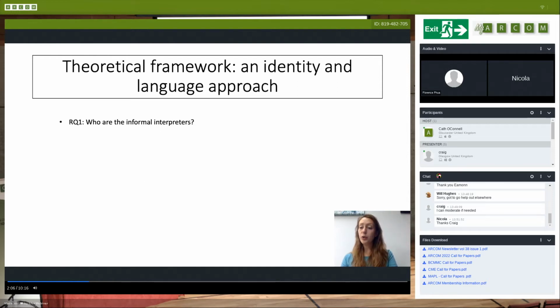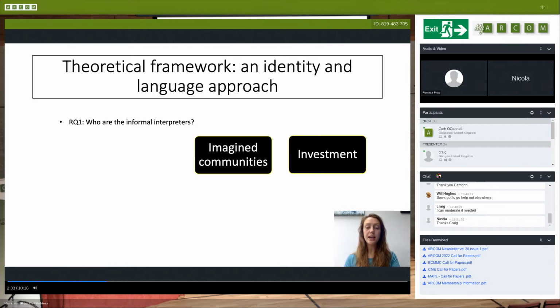So this approach views identities as being complex, multiple, and changing, and specifically as being negotiated through language and adjusted in migration. This comes from the field of second language acquisition, and regarding research question 1, who are the informal interpreters, there are 2 constructs which are particularly useful.